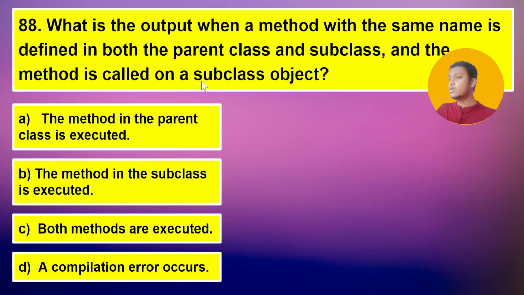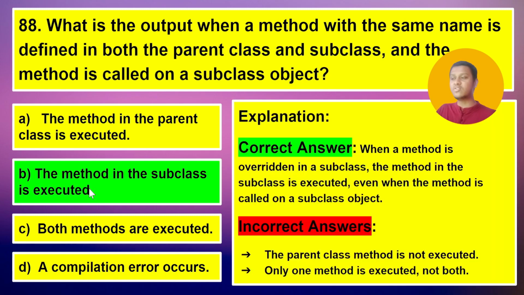Our next question is, which is the output when a method with the same name is defined in both the parent class and subclass and the method is called on the subclass object? Option A, method in the parent class is executed. Option B, the method in the subclass is executed. Option C, both methods are executed. Option D, compilation error. So here the correct answer will be option B because it is actually an overriding scenario.